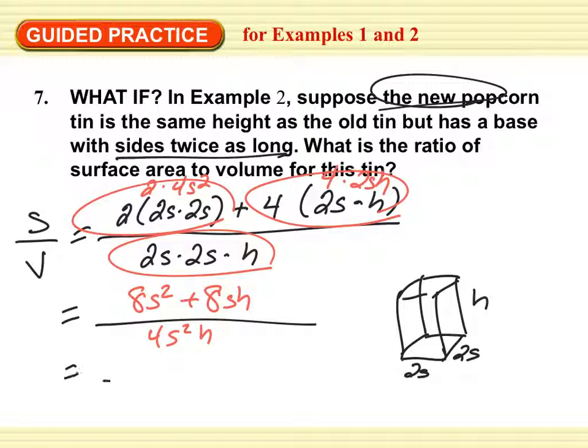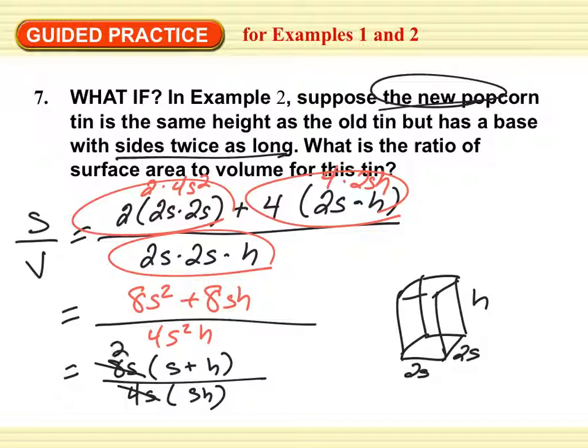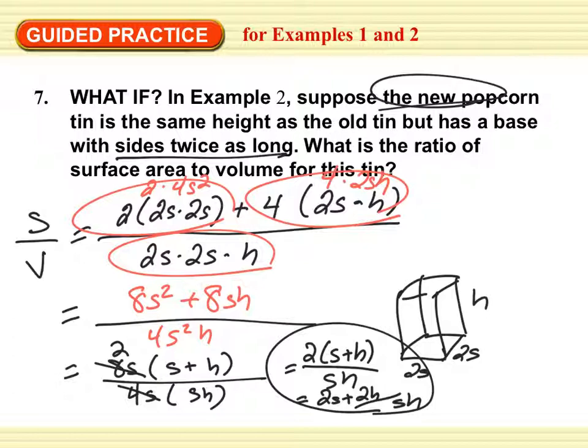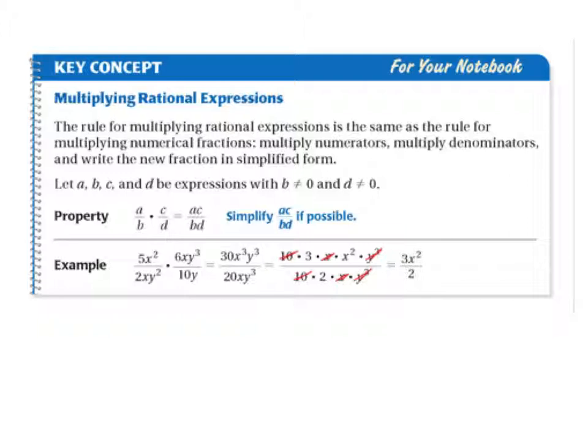Okay, let's factor out the numerator. I have 8s, s plus h, over 4s squared h. Okay, this cancels. I get a 2 left over. So 2 times s plus h over sh, which is correct. Or I can say 2s plus 2h over sh. Either one of those is perfect. Phew. All right, moving on before example 3.